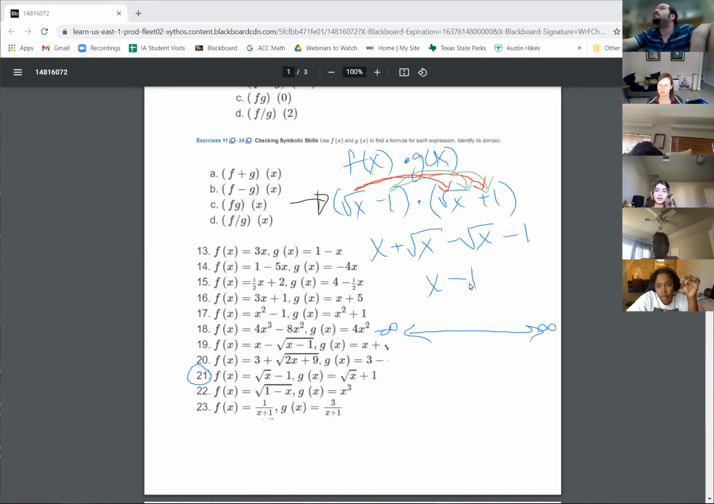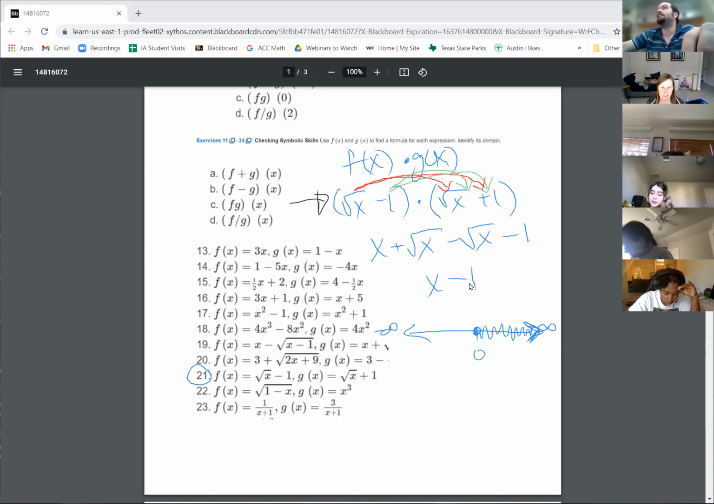Does that mean it starts at 0? The restriction when we have a square root is everything inside the square root must be 0 or bigger. So if I go to my number line down here, I know I can have 0 and I can have anything bigger. So I take whatever's under the square root and I make it greater than or equal to 0.